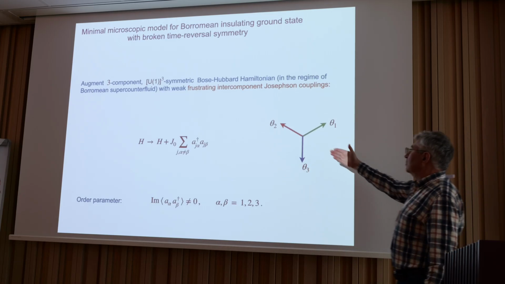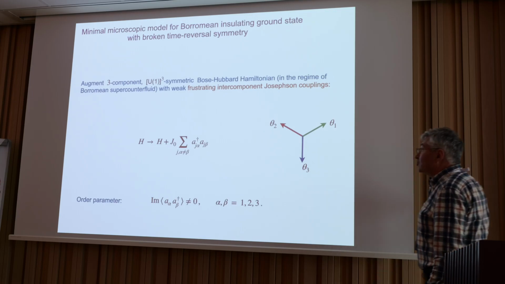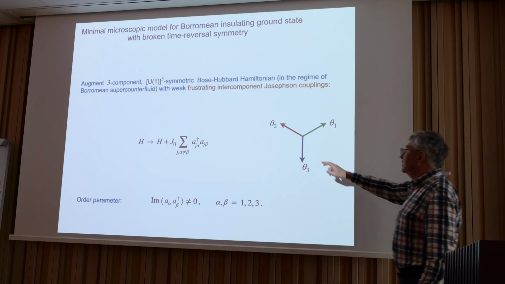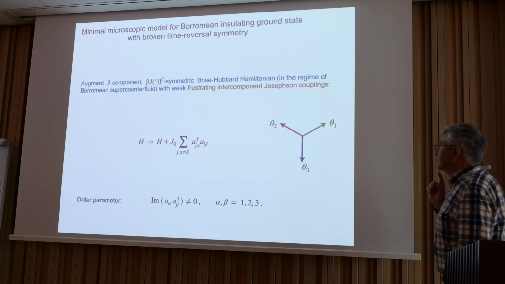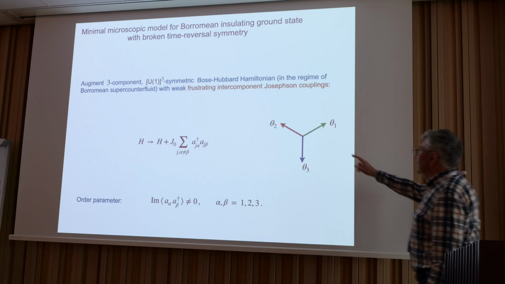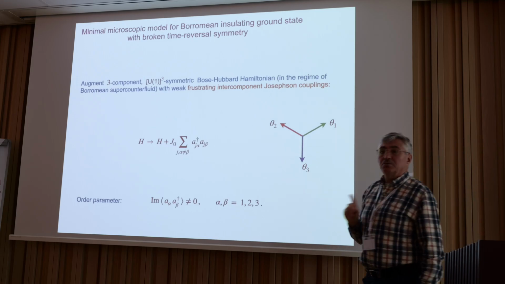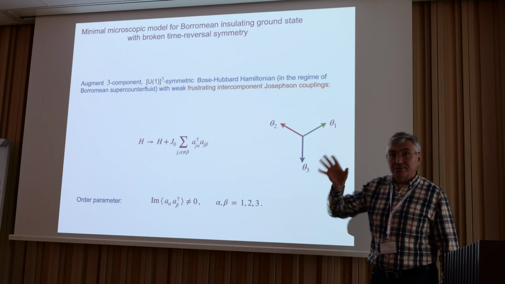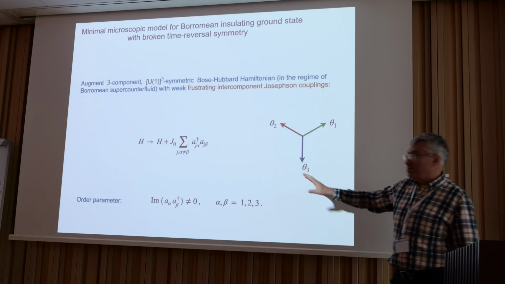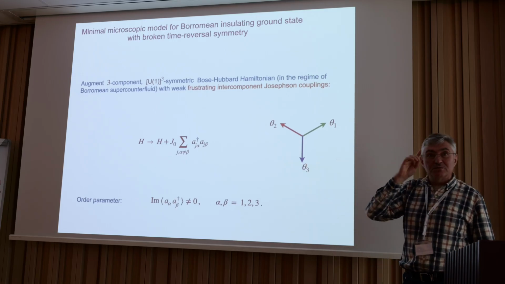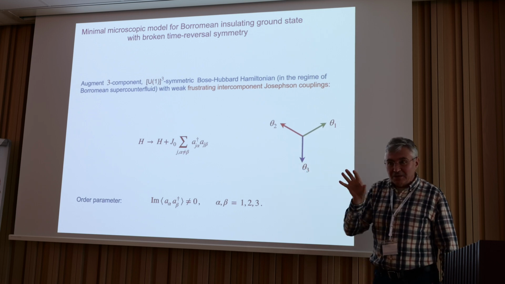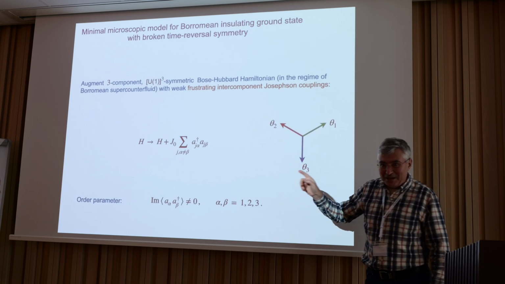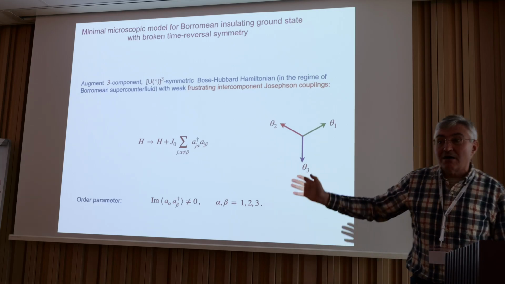This compromise was already discussed yesterday. Essentially, the phases want to form a 120-degree angle, but we should keep in mind that each individual phase is not well defined because of the compact gauge invariance. So this picture can be deceptive in terms of thinking that each of them is well defined. No, they are not well defined, but the difference between them is well defined. So this is the ground state.